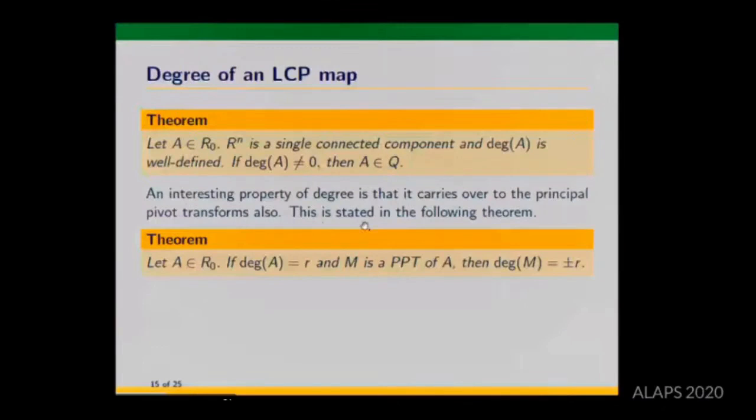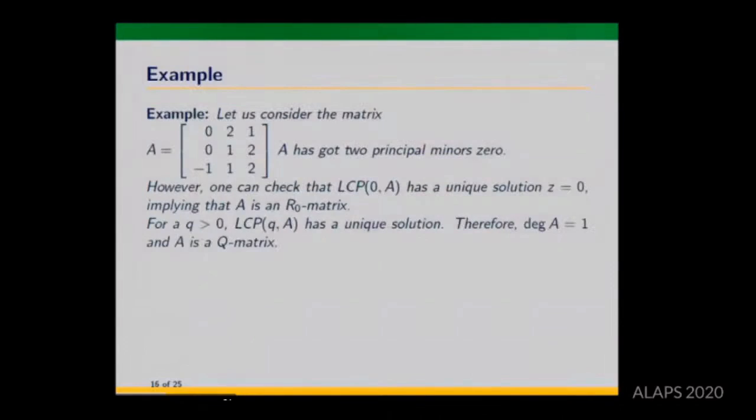An interesting property is that it is carried over by principal pivot transform. So if A belongs to R0 and degree of A is r, then the degrees of all its principal pivot transforms remain the same. The degree of M is equal to plus or minus r. It is the same.